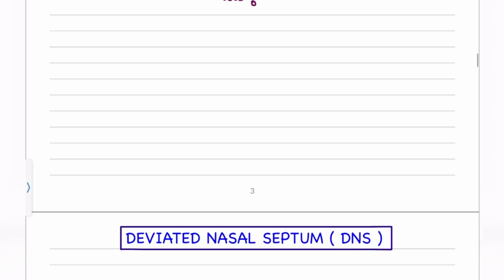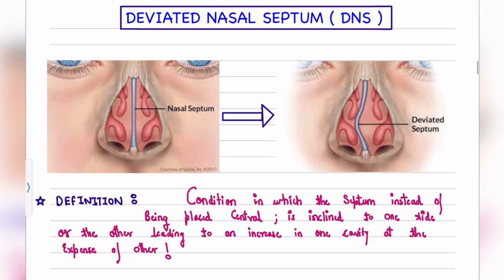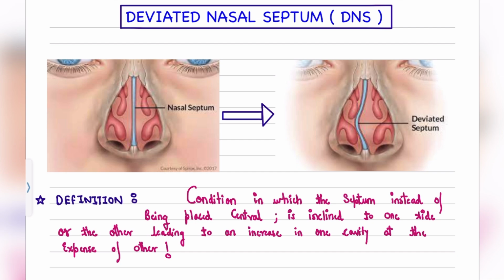The next important topic is the deviated nasal septum. In these two diagrams, you can easily figure out what exactly DNS is. On the left side of my screen, we have a septum in the midline, equally dividing the nasal cavity into right and left nostril. But on the right side, I can see there is a certain deviation in which one side of the nostril, that is the left side, is more roomy than the right side. This condition is referred to as the deviated nasal septum, a very, very important topic.